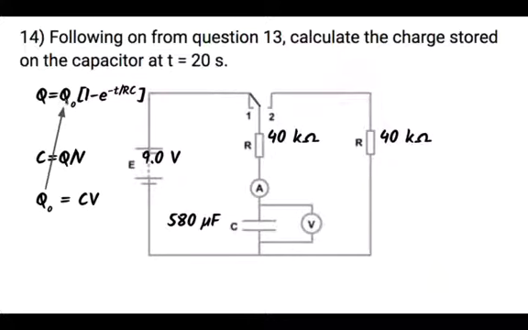Once we've got that value for Q naught, we can work out what the charge on the capacitor is going to be at any time, particularly 20 seconds, charging through a resistor of 40 kiloohms, and of course the capacitance is 580 microfarads.